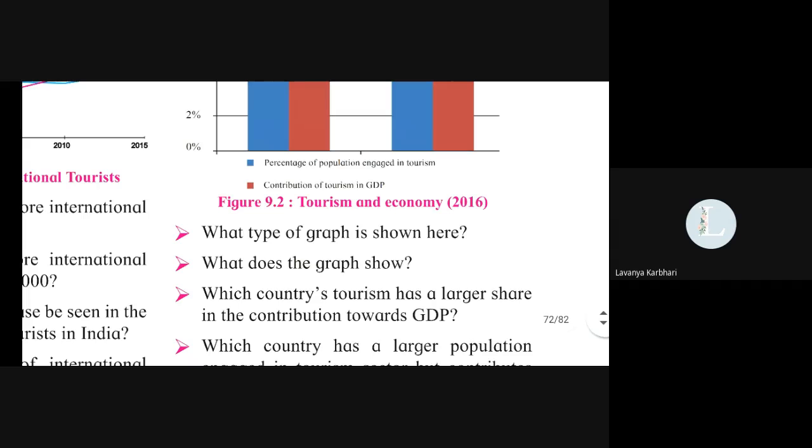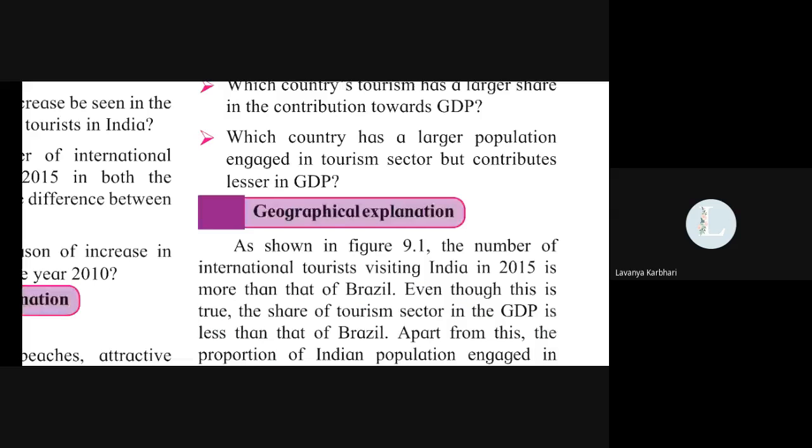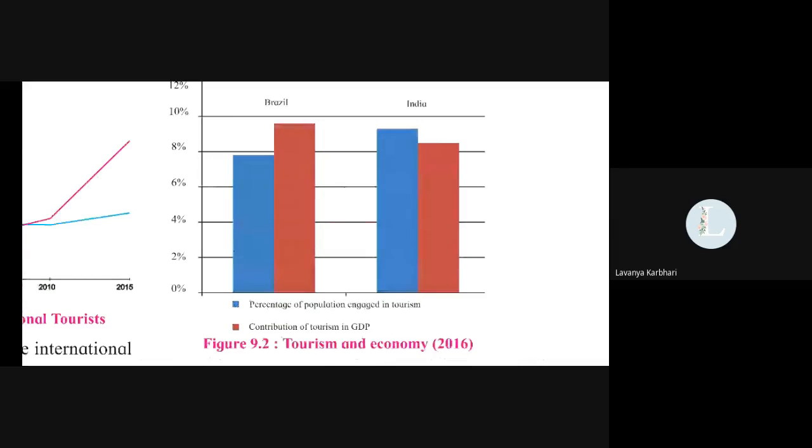Which country has a larger population engaged in the tourism sector but contributes less? It is India. More people are engaged. It means 10 people are engaged, or 9 people are engaged, and they are earning only 8 rupees. Here only 8 people are engaged and they are earning 9 rupees for Brazil.